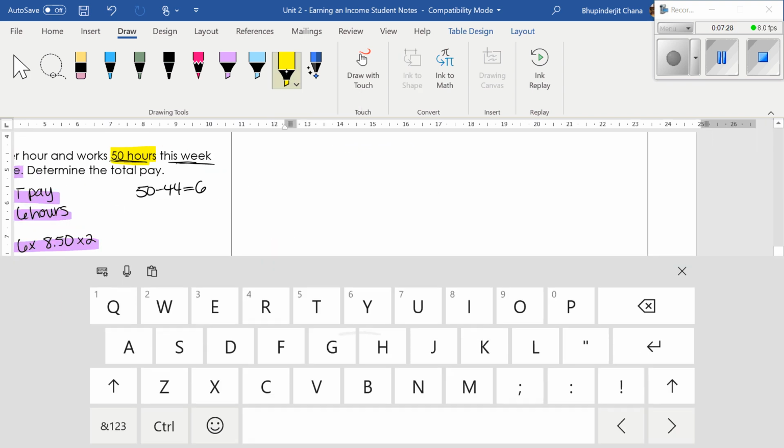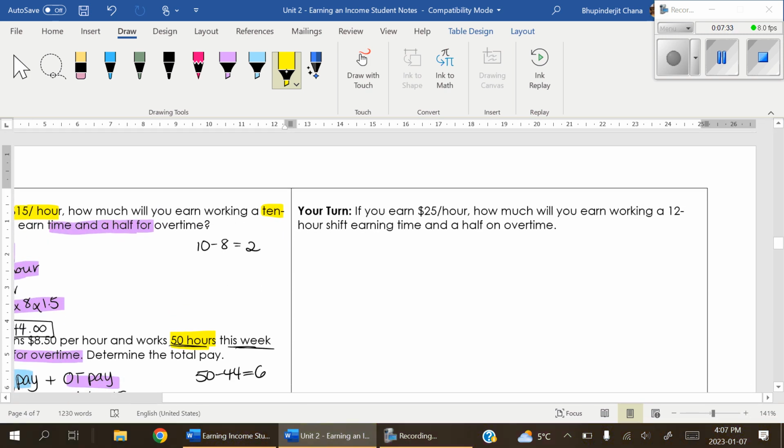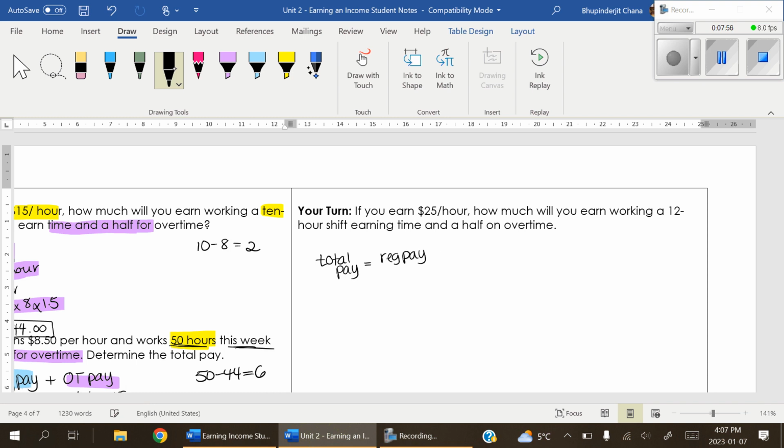Awesome. We're going to have you guys try one on your own. If you earn $25, how much will you earn working a 12-hour shift, earning time and a half for overtime? So I'm going to set this up for you. Remember that your total pay includes your regular pay plus your overtime pay.